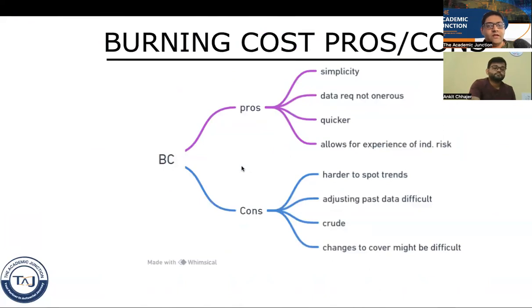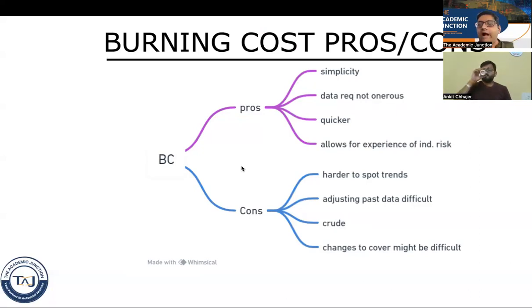No problems. All right. So burning cost, pros and cons. Again, you can flip the pros and cons of frequency severity and you can arrive at the pros and cons of burning cost. So simplest thing is it's simple, right? Data requirements are not onerous. You can do something very quickly, and it allows you to price for individual risk, which is very important. Frequency severity is not very suitable for individual risks. Burning cost is much, much easier.